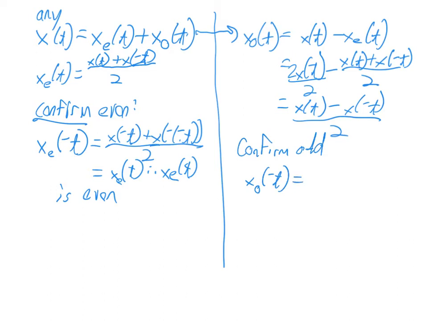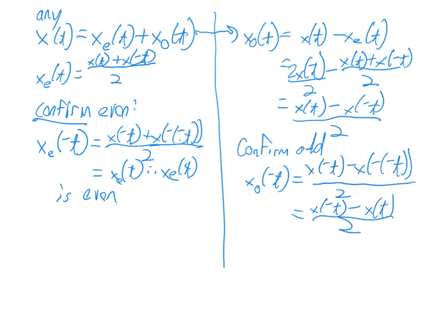So I take my final equation above for xo of t, and I substitute in negative t. So I'm taking this expression here, and I'm substituting in for all the t's negative t. So I have x of negative t minus x of t over 2. And then if I simplify that a bit, I have x of negative t minus x of t over 2.